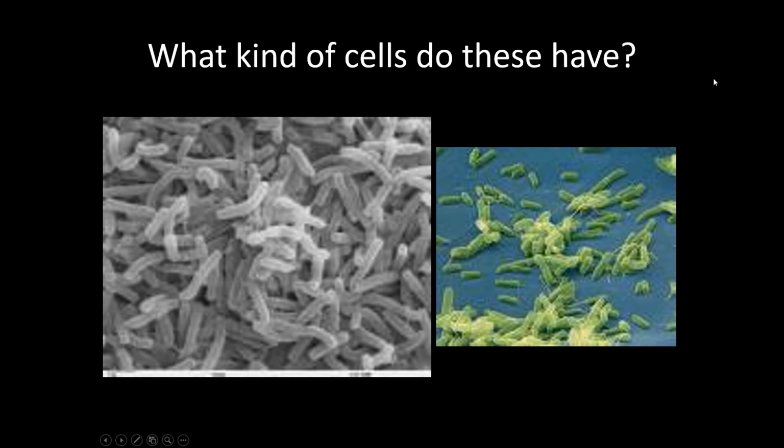So, just questions that I usually ask when I'm doing a face-to-face class. Out of the two kinds of cells that we just mentioned, pro and eukaryotic, what do you think these are? Well, as you look at them, these were both taken with electron microscopes, which is a pretty dead giveaway. It's probably going to be prokaryotic. But as you look at them, you can't see a nucleus, you can't see rough ER, you can't see any of those other organelles, and so these are both examples of prokaryotic cells.